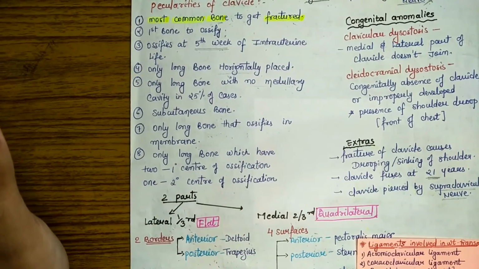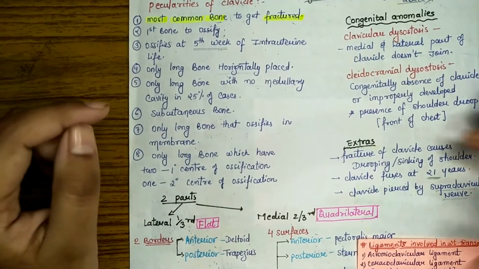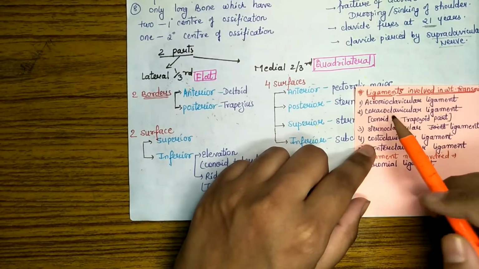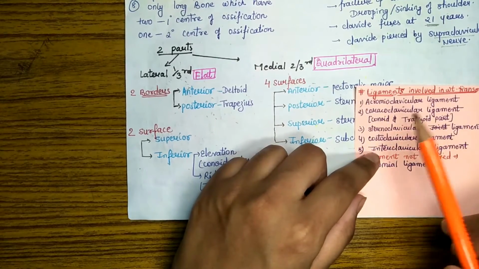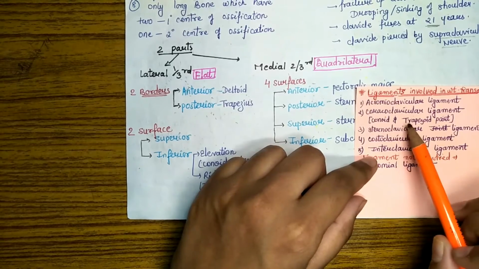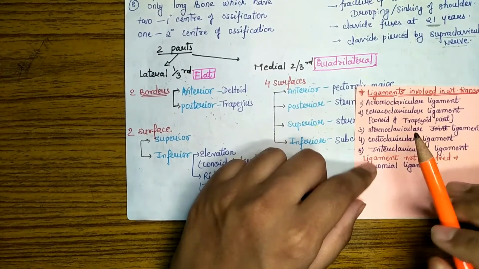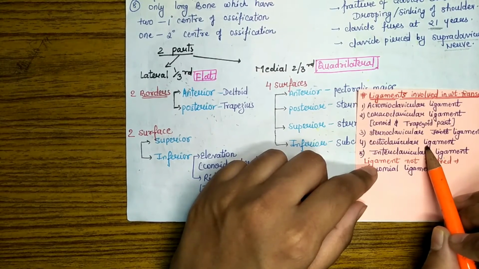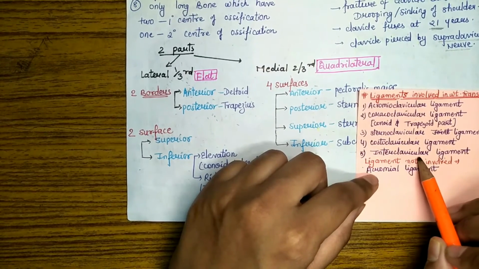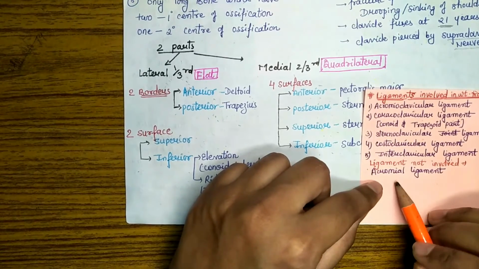I would like to add some more points that are involved in the weight transmission of the upper limb to the sternum. Here are some ligaments. First is the acromioclavicular ligament. Second is the coracoclavicular ligament, in which the conoid and trapezoid parts are involved. Third is the sternoclavicular ligament. Fourth is the costoclavicular ligament. Fifth is the interclavicular ligament, and the ligament that is not involved in the weight transmission is the acromial ligament.